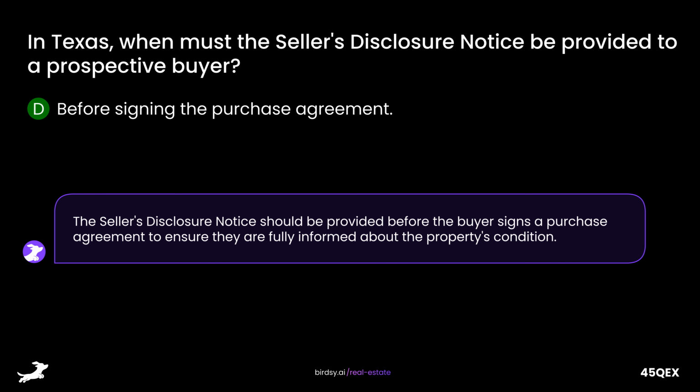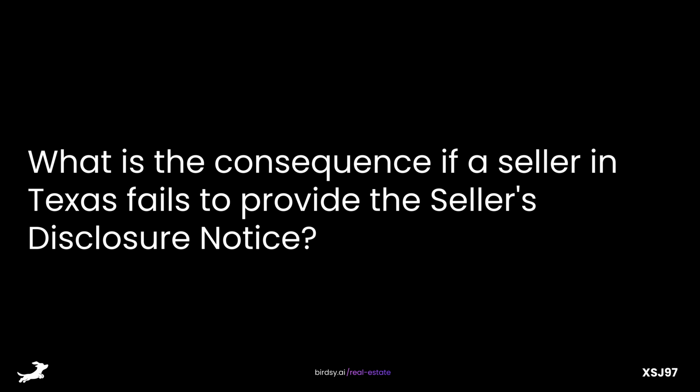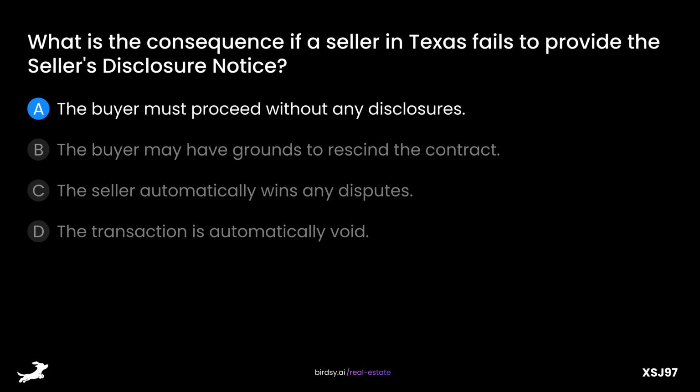The seller's disclosure notice should be provided before the buyer signs a purchase agreement to ensure they are fully informed about the property's condition. What is the consequence if a seller in Texas fails to provide the seller's disclosure notice? Is it A, the buyer must proceed without any disclosures, B, the buyer may have grounds to rescind the contract, C, the seller automatically wins any disputes, or D, the transaction is automatically void? The answer is B, the buyer may have grounds to rescind the contract.